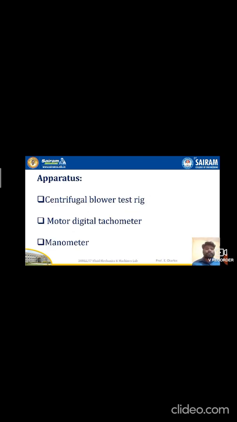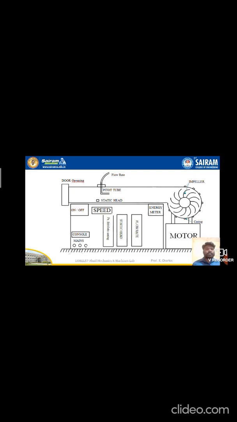The apparatus are a centrifugal blower test rig and motor, a digital tachometer, and a manometer. And this is the experimental setup of the air blower.